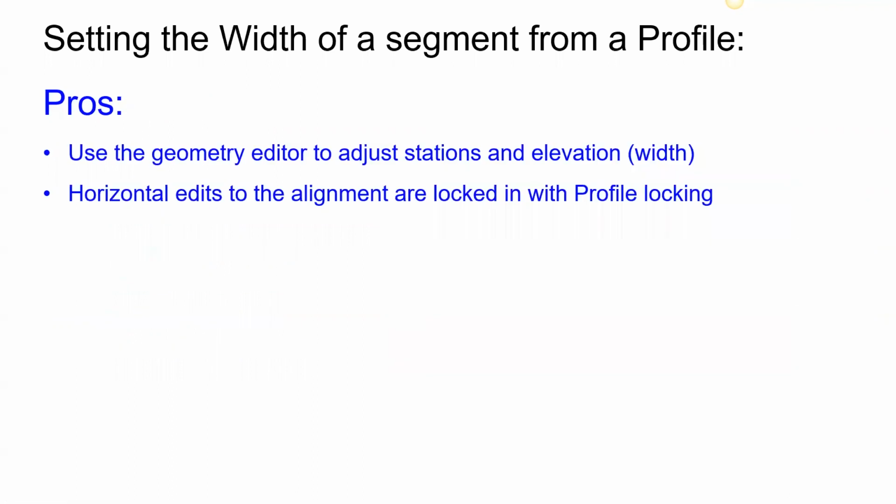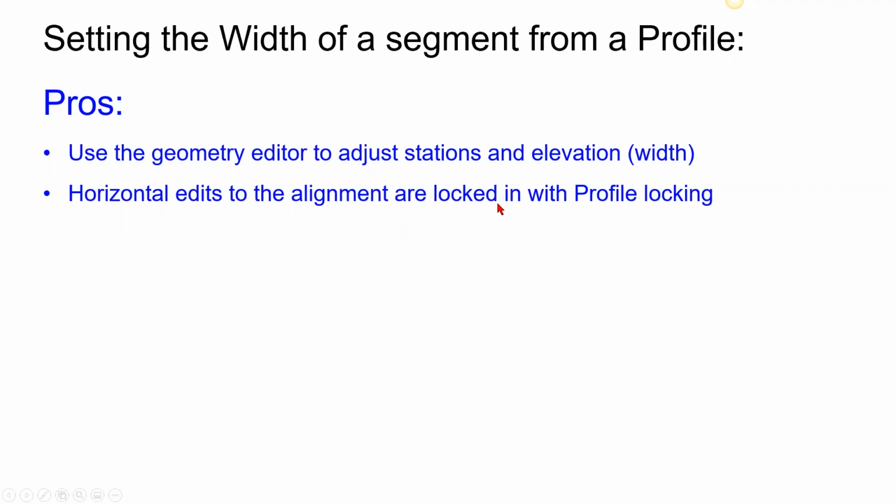Pros: it uses the geometry editor of a proposed profile to adjust the stations and elevations. It's really quick to open up that geometry editor and just say, hey, instead of station 2 plus 25, make it 2 plus 30. Instead of 12 feet, make it 14 feet. To adjust my width, or to adjust what stationing it's making that adjustment at, it's really easy in that geometry editor.